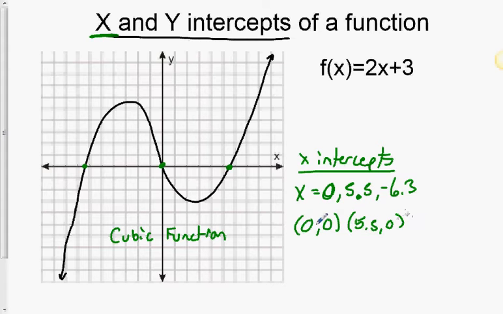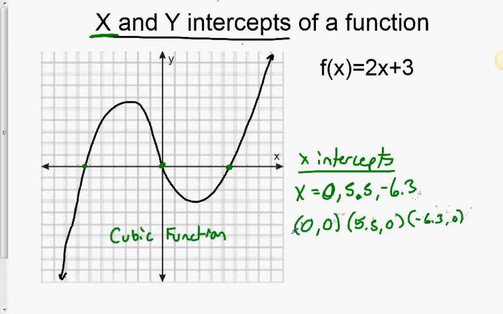Now I want you to notice something. If we take a look at the y value of each one of those, the y value is 0 for both of those. That makes sense because any point that's on the x-axis is going to have a y value of 0. Every point on that x-axis is going to have a y value of 0. And then our last one, we might describe as negative 6.3 comma 0, in a very similar way to the other two.